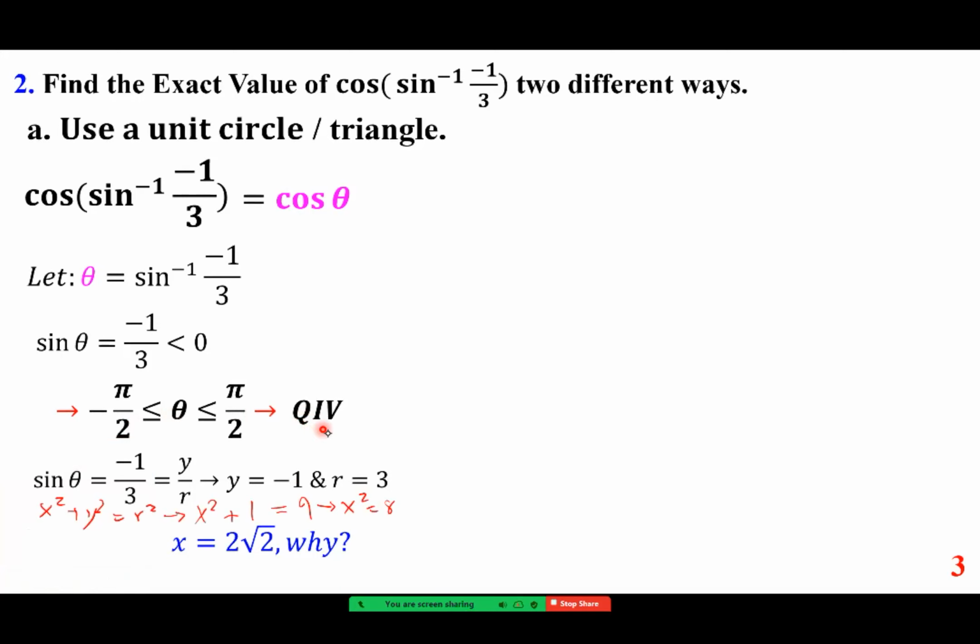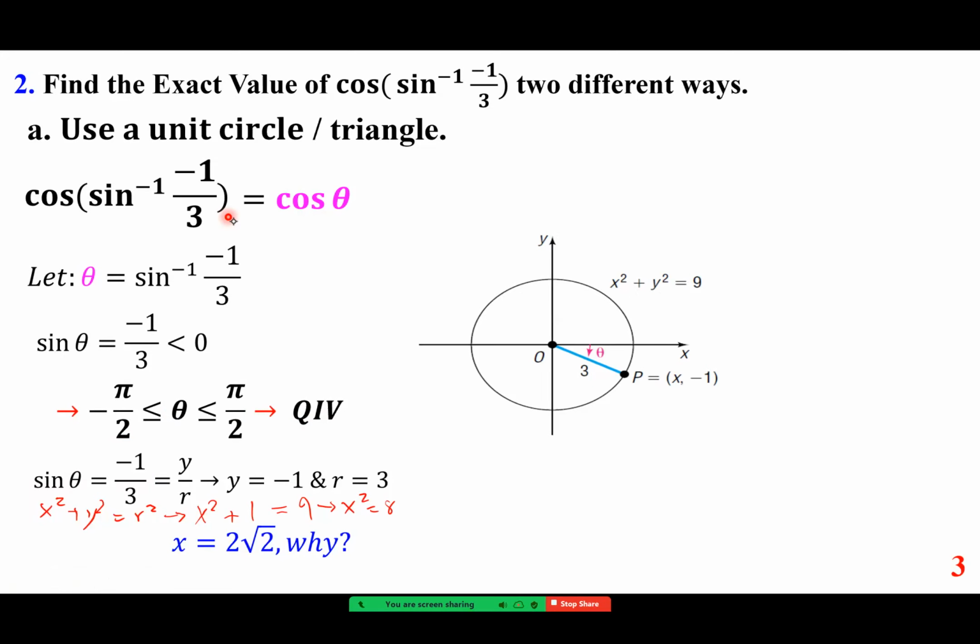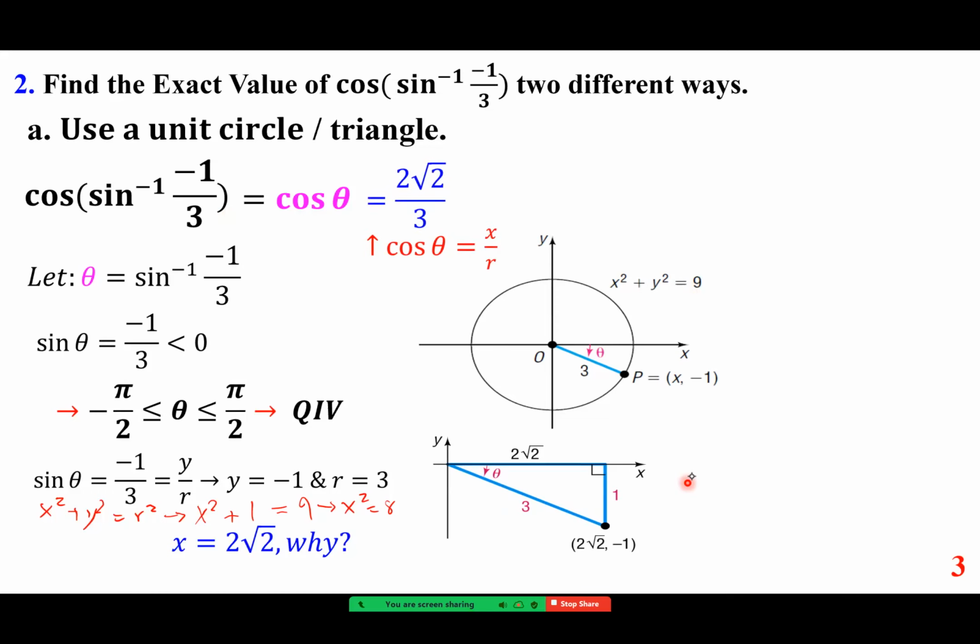And of course, cosine is x over r. Cosine is positive in the fourth quadrant. Okay, so x is 2 square root of 2, and r is 3, put it into this. And this x value is 2 square root of 2 over 3. That's using the unit circle.